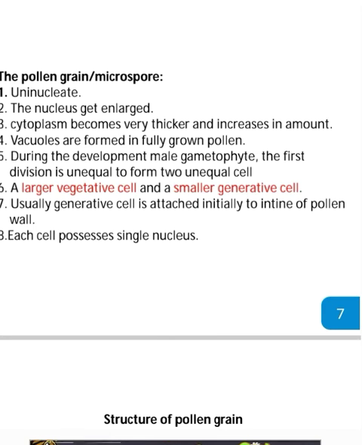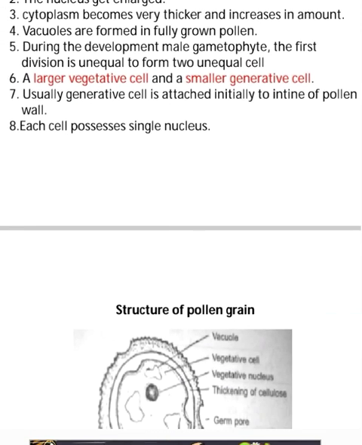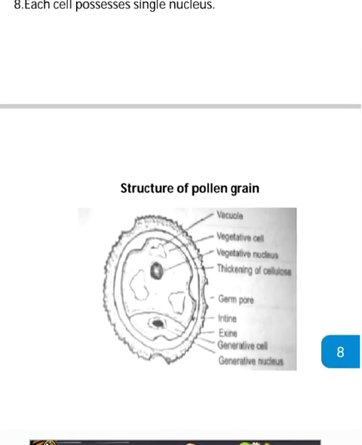During the development of the male gametophyte, the first division is unequal. The nucleus gets divided and this division is unequal, and they form two unequal cells, a larger vegetative cell and a smaller generative cell. Usually the generative cell is attached initially to the intine of the pollen wall, and each cell, that means the vegetative cell as well as the generative cell, possesses a single nucleus.